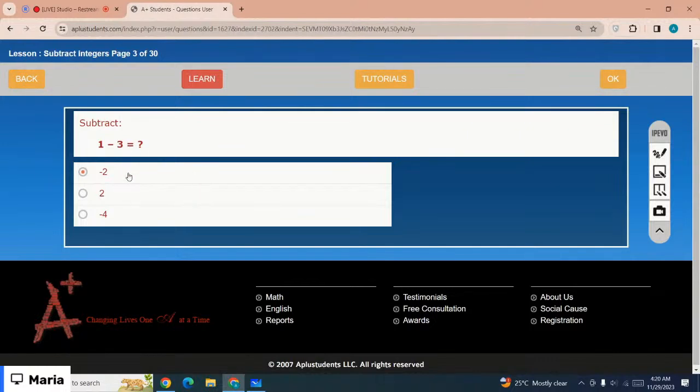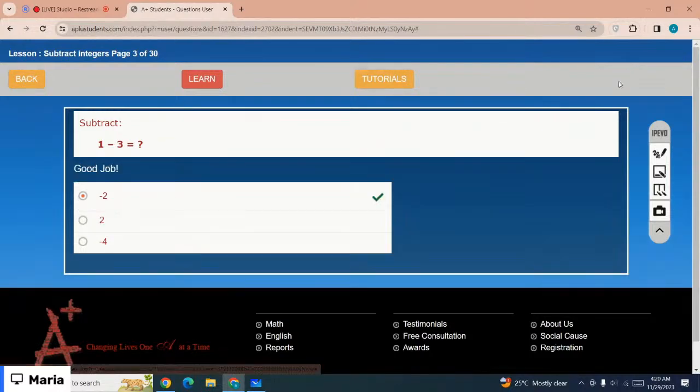1 minus 3. 3 is a greater number and has a negative sign, so answer must have a negative. You have to subtract them and answer must have a negative sign. Got it?